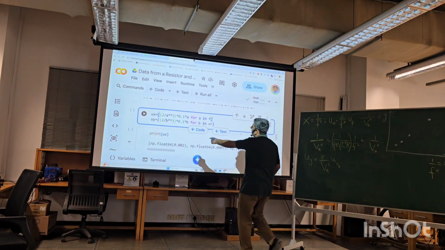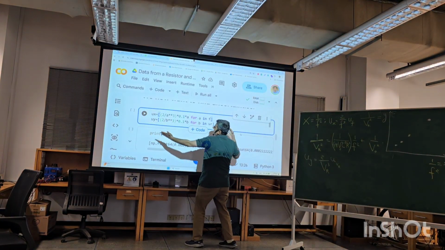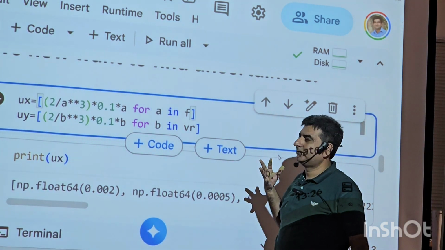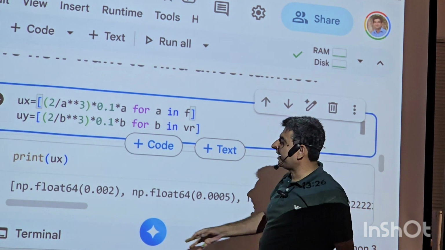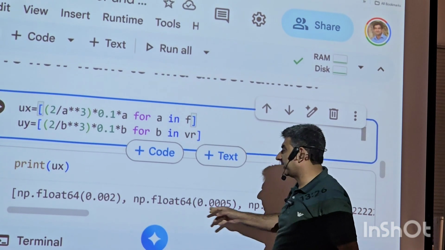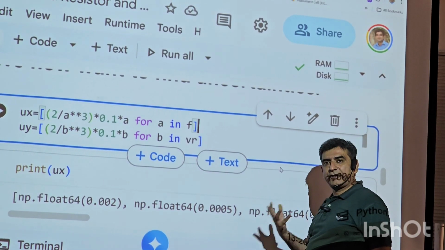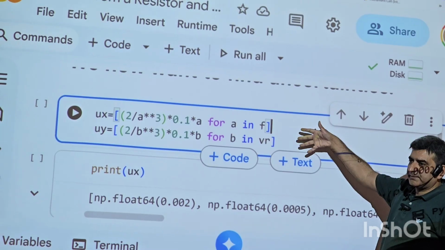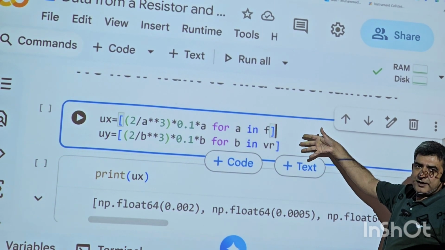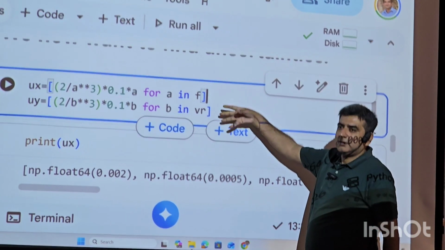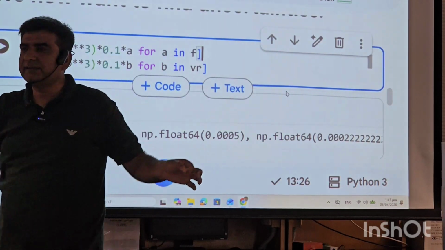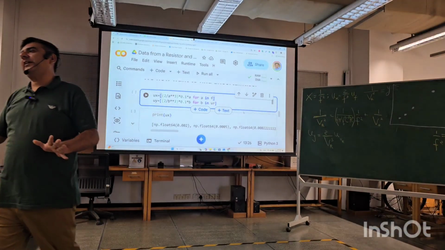Likewise, uy is found by exactly the same mechanism. These are all my ux's, and I can find out my uy. So can you please write this piece of code or something similar according to your own disposition? I would like you to find the array of uncertainties in x and the array of uncertainties in y.